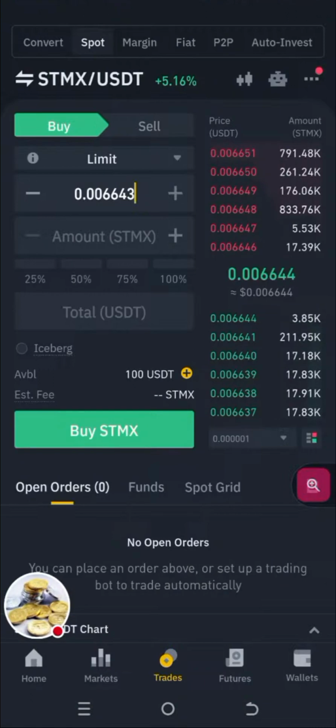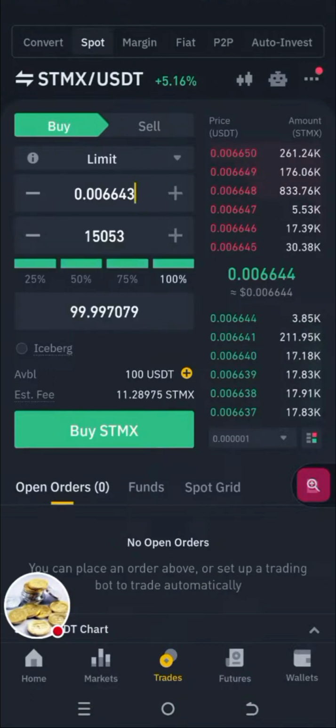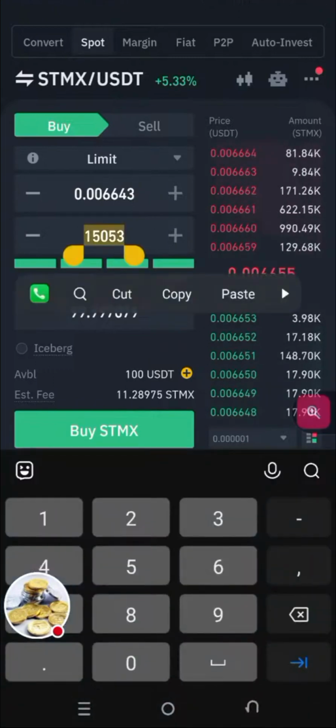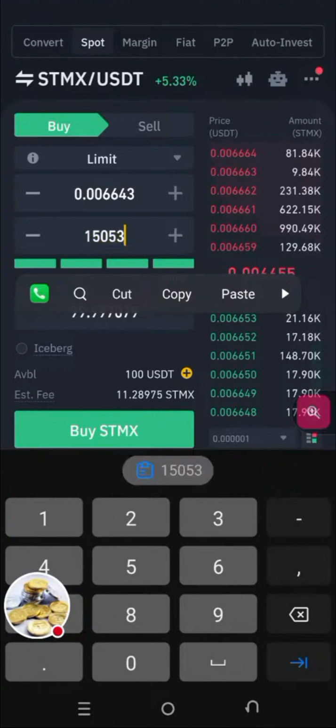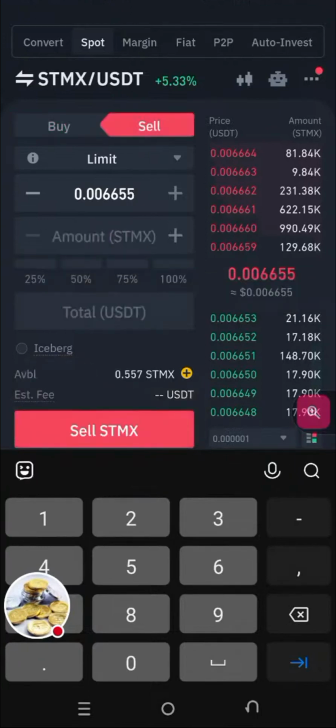So we're going to quickly do a quick simulation. And in the quick simulation, you see it picks up 99.99 and we have 15,053. So I'm going to copy that. Then I'm going to go to sell, change this quickly. Let's change it to 67 and see if it's too much. If it's too much, we'll reduce it, right?